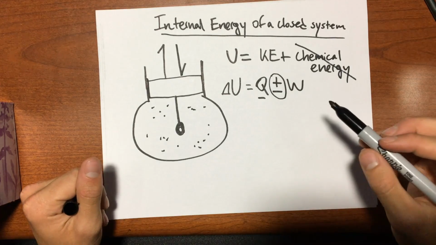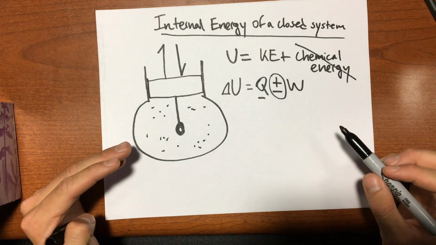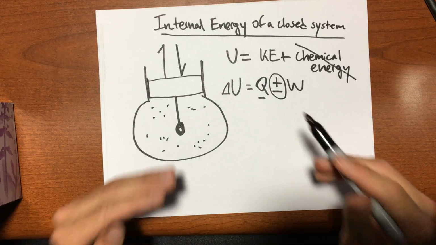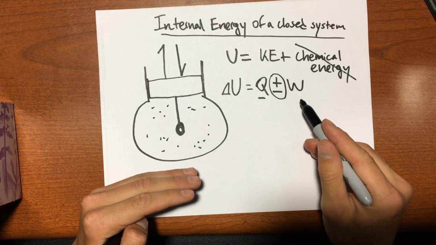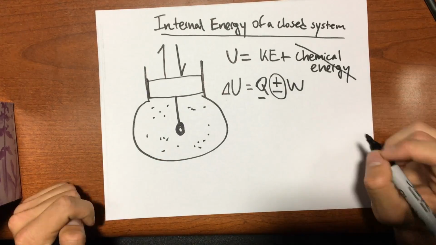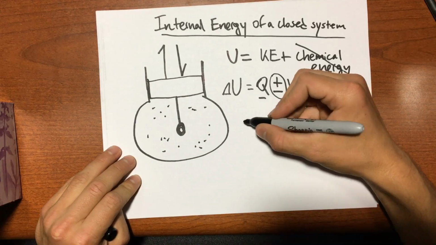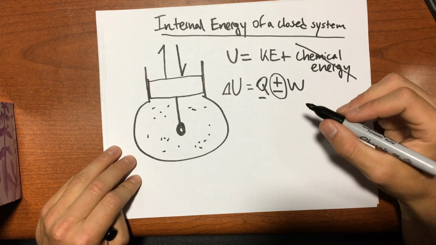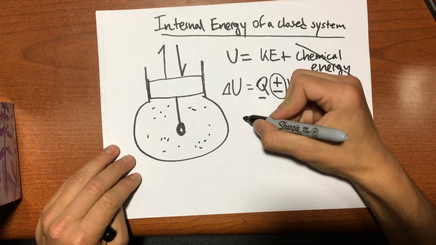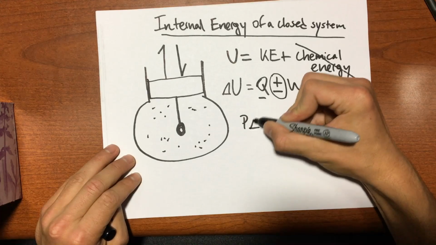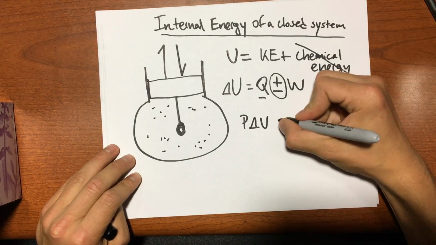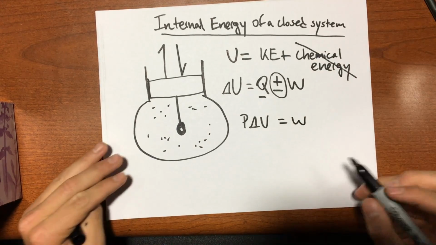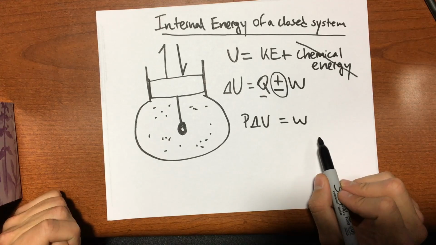Now, it's important to understand exactly how work is done. In this example, work is done by changing the volume of a gas through the formula pressure times change of volume, which equals work. Now, how does that equal work exactly?